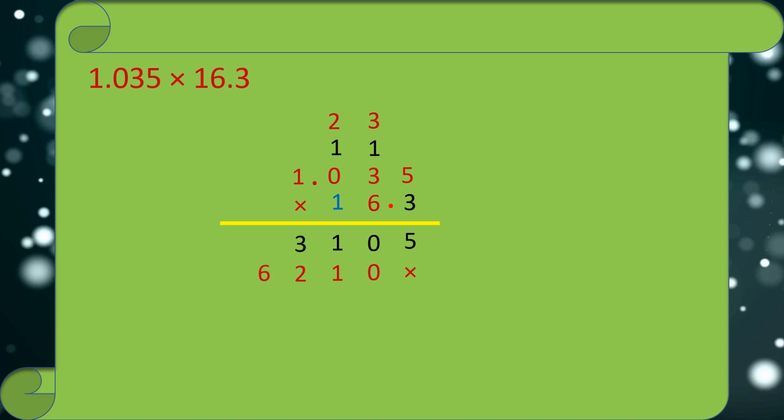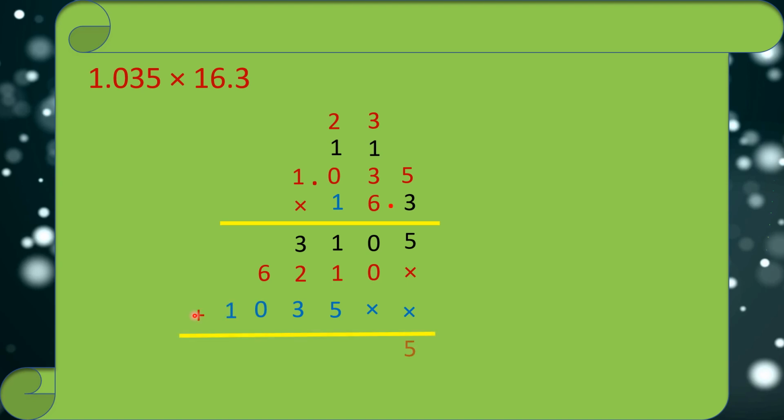Now, this 1 is at hundreds place. So what we will do, we will put cross at ones place and tens place, and we will start from here. So we will multiply this number by 1. 1 5s are 5, 1 3s are 3, 1 zeros are 0, 1 1s are 1.